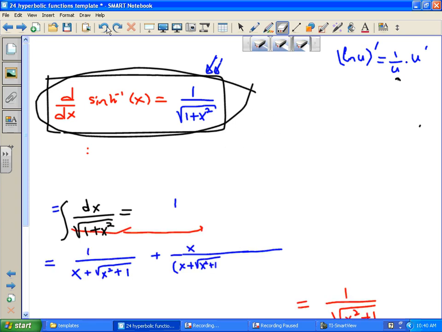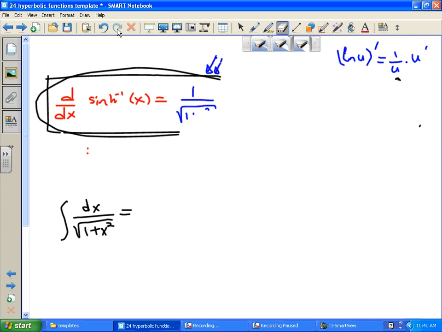Let me just put that by hand. What was the bottom? 1 plus x squared on the bottom, right? Okay, if you have the equation in front of you, now I'm asking you, what is the integral of 1 over the square root of 1 plus x squared? And your answer is hyperbolic sine inverse of x plus c.